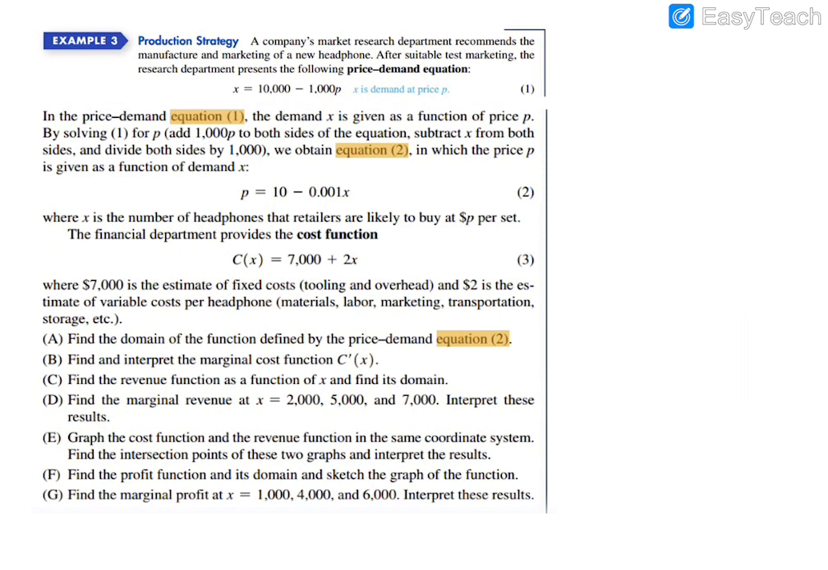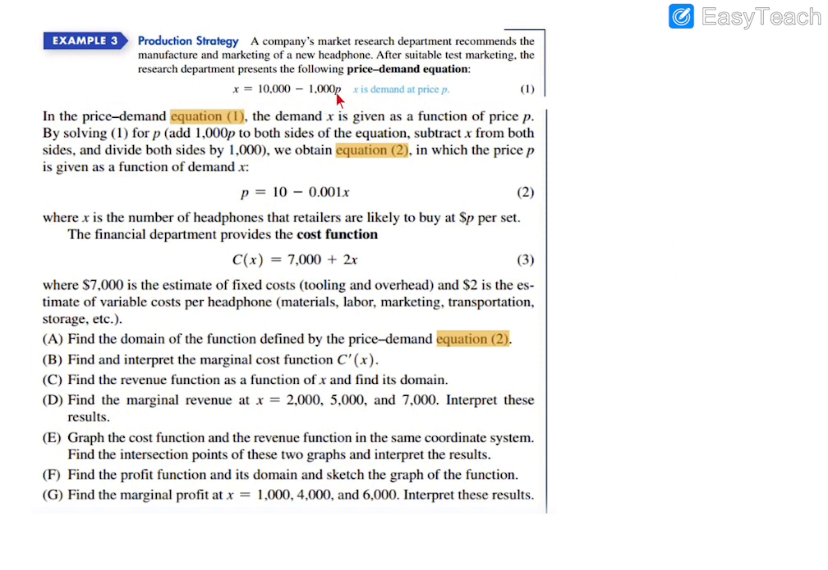This price-demand equation is given as equation 1. In the price-demand equation, which is 1, the demand x is given as a function of a price p. By solving the first one for p, here is how you can solve this, but in the exam we don't generally give this explanation. We obtain equation 2. This is important.